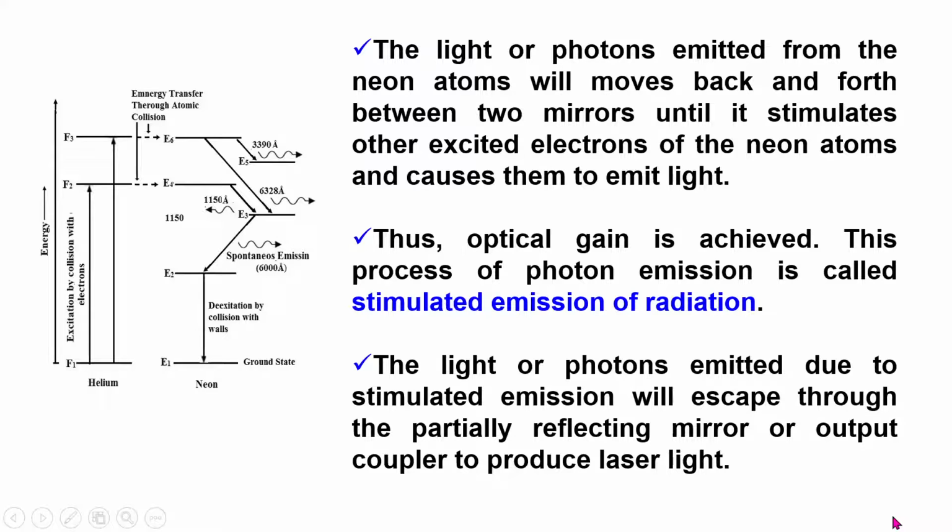Now here the photons emitted from the neon atoms will move back and forth between the two mirrors until they stimulate the other excited electrons of the neon atoms and cause them to emit light. Thus, the optical gain is achieved, and this process of photon emission is called the stimulated emission of radiation.